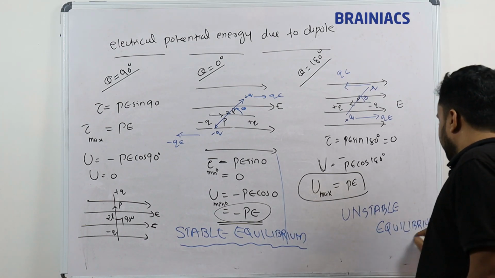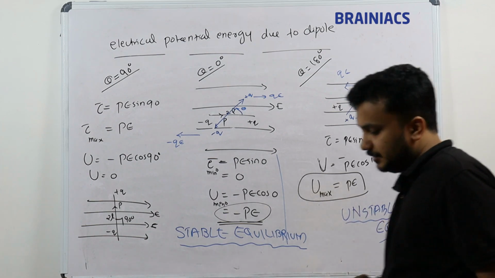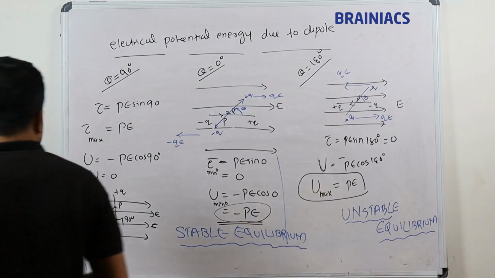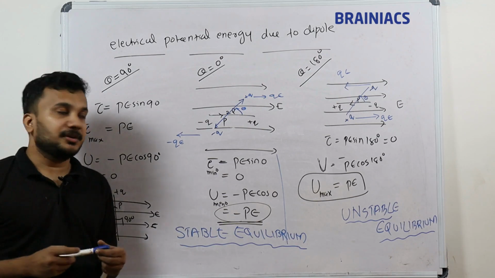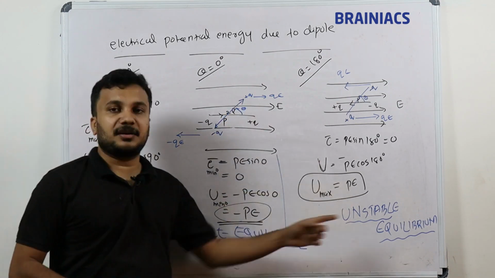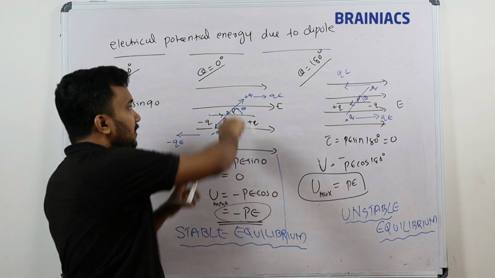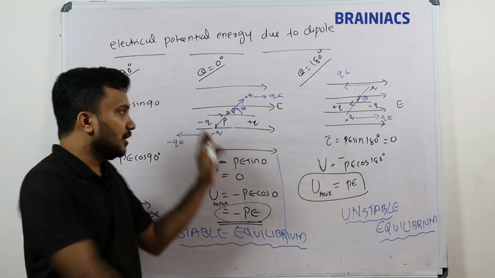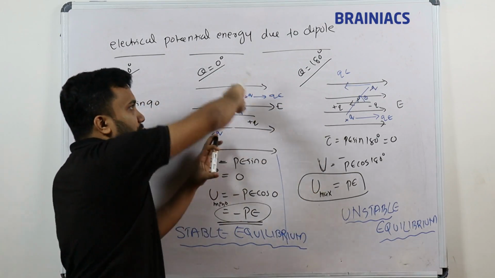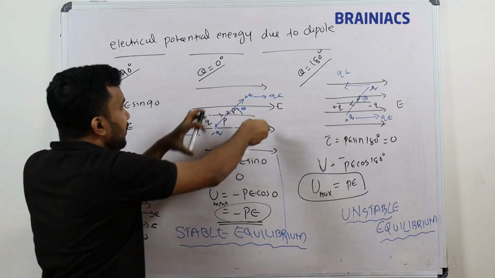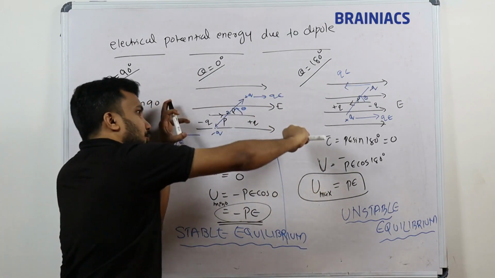Remember this one. This is important from the entrance exam point of view. So we know what is called stable equilibrium at theta equal to 0 degrees. When theta equals 180 degrees, this is called an unstable equilibrium. In stable equilibrium, if you give any small disturbance, this dipole will come back to the original position. It will retain because of this QE and QE. If you move it like this, they will pull it back.